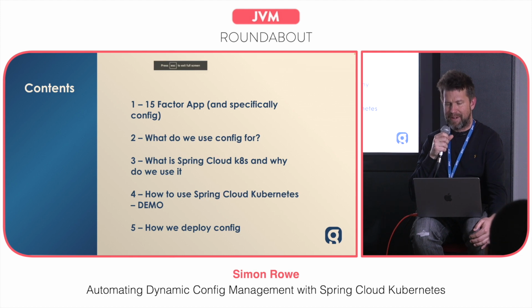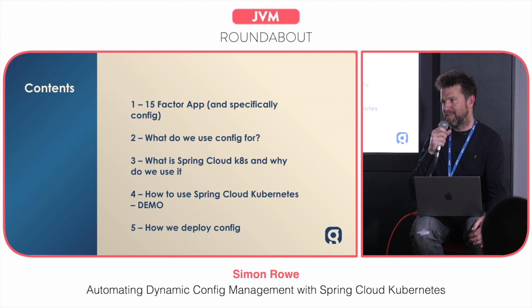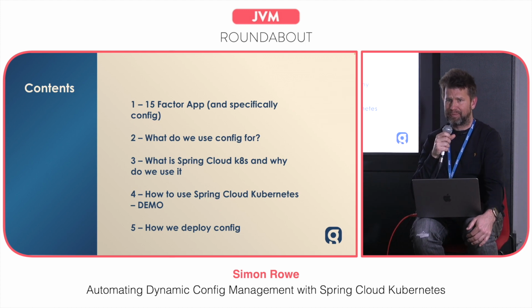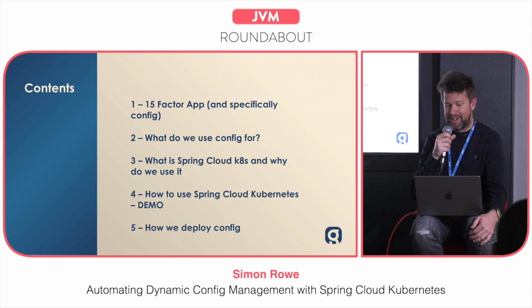So I've got a fairly brief slide deck to run through, and these are the things I'm going to go through. So we'll initially talk about what is a 15-factor app. I don't know if anyone's heard of the 12-factor app, but it's just a series of principles for running cloud-native services on the cloud that are able to scale. We'll talk a little bit about what we use config for in a small set of services that we have at Global. I'd also like to talk about the main topic here and the very powerful library that is Spring Cloud Kubernetes and why we use it.